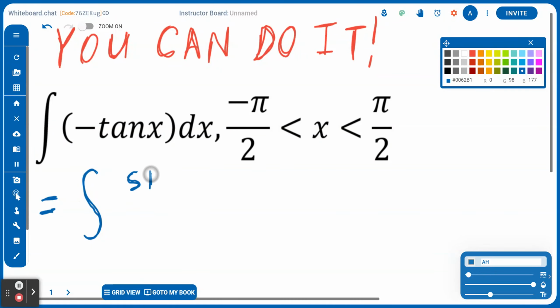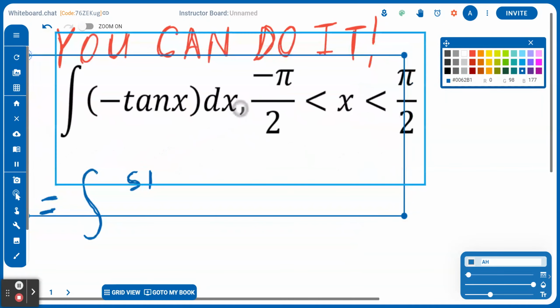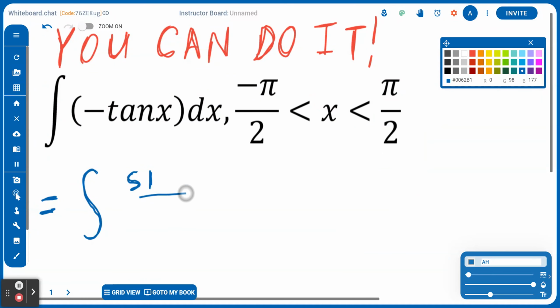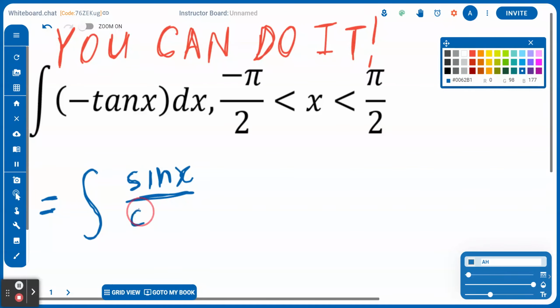So step 1, you go back to grade 10 academic math. Think about the fact that tan x equals sine x divided by cosine x. And again, don't forget there's a negative sign at the front. Let's write this down. Negative sine x over cosine x, again there's a negative sign right here, with respect to x.